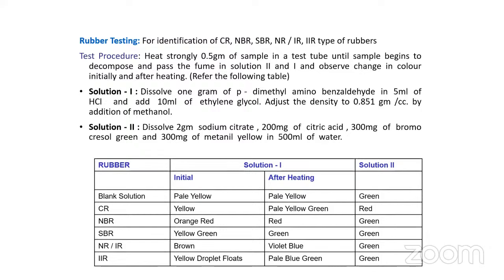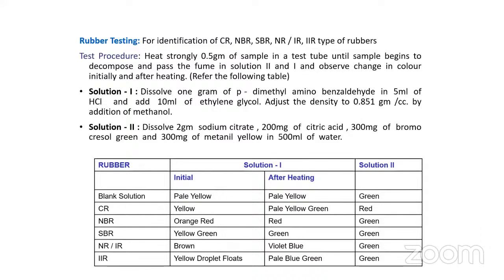Initially, if it is pale yellow in solution 1 and green in solution 2, then this is your blank solution without rubber. But with rubber, in solution 1 it goes yellow, then pale yellow, green to red. In solution 2, it will be chlorinated rubber, Cr. So such are the observations of color change in the solutions.